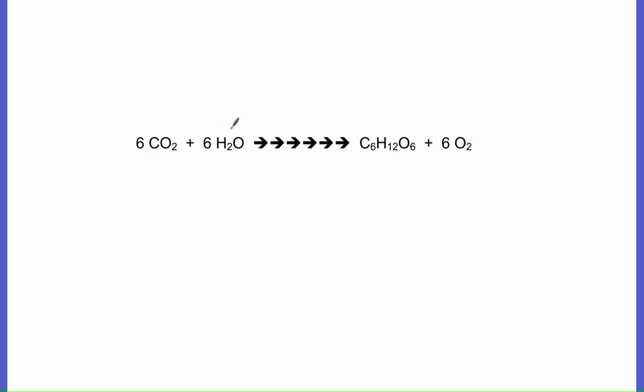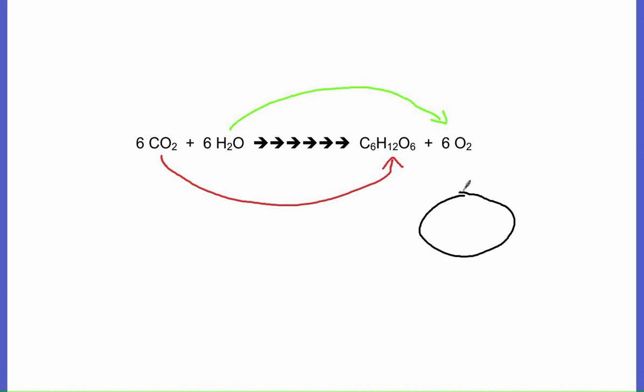The first part, I'm going to take water and I'm going to split it to make oxygen, and that's going to be light dependent. The second part, I'm going to take carbon dioxide and I'm going to build glucose, and that's my light independent reactions. Those two reactions are happening in different parts of the chloroplast.